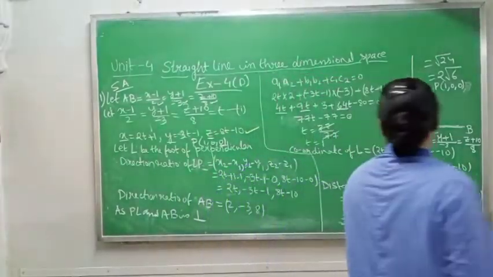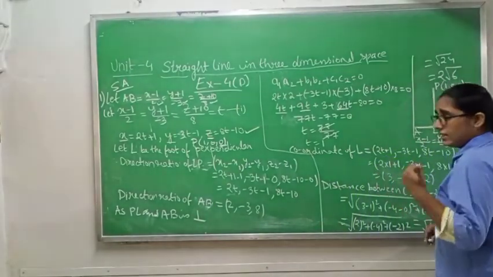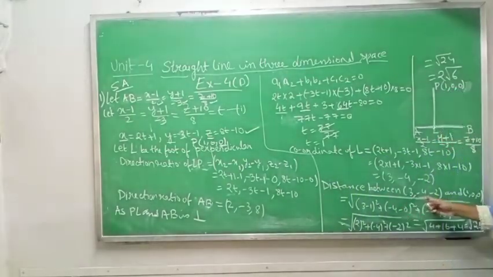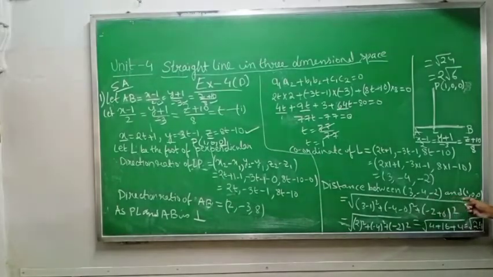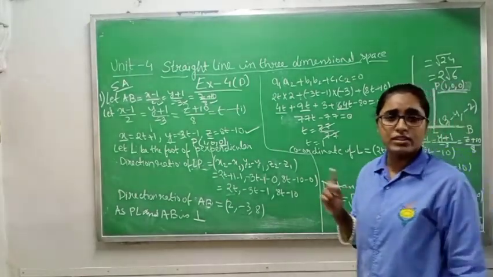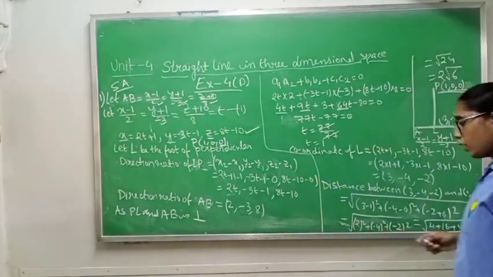Understood the first part? Now they are asking you to find the distance between 3 comma minus 4 comma minus 2 and 1 comma 0 comma 0, meaning the perpendicular distance, the distance from this point to AB. So if this point is 1 comma 0 comma 0 and L you are getting as 3 comma minus 4 comma minus 2, you can use the distance formula, root over x2 minus x1 whole square plus y2 minus y1 whole square plus z2 minus z1 whole square.